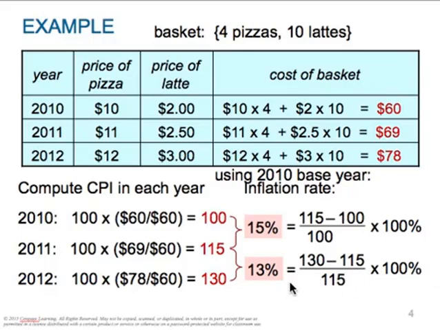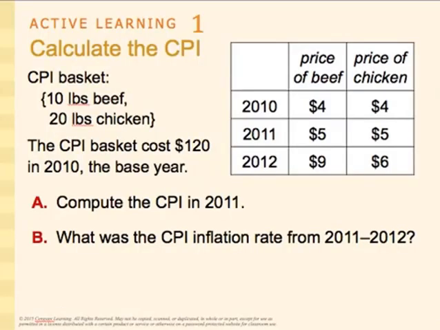So the change from year to year, from 2010 to 2011, is the cost of your basket went up 15%, and the cost of your basket from 2011 to 2012 went up 13%. So that's our example. Let's work a problem.